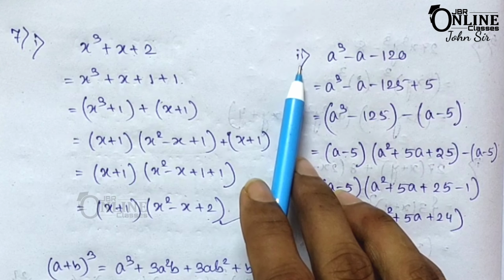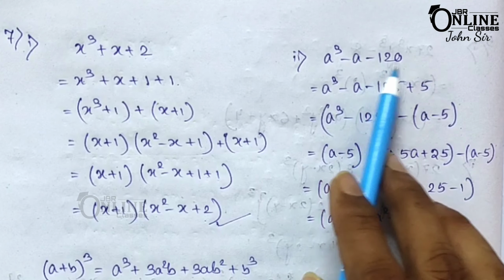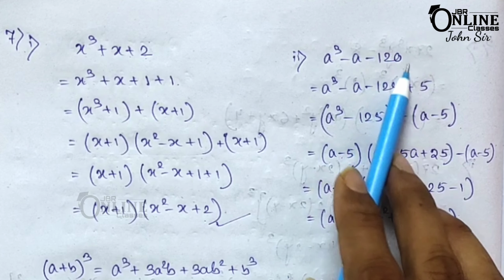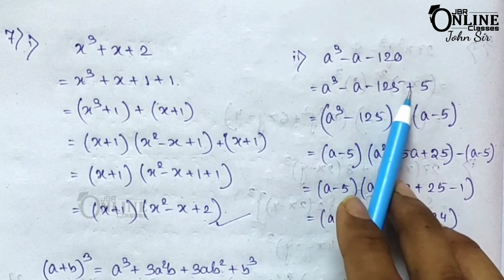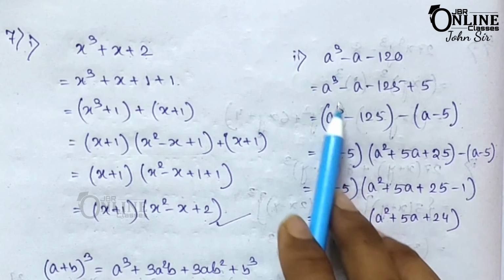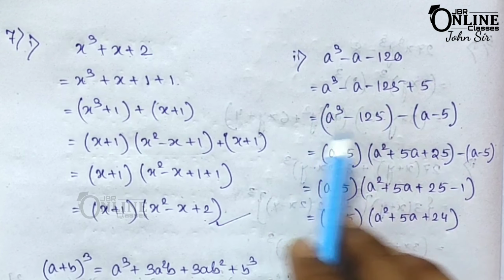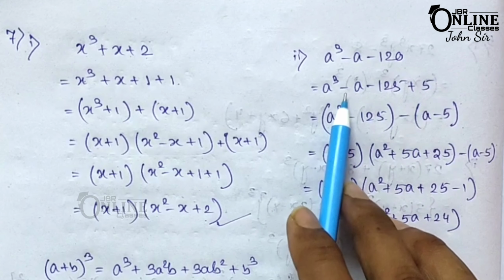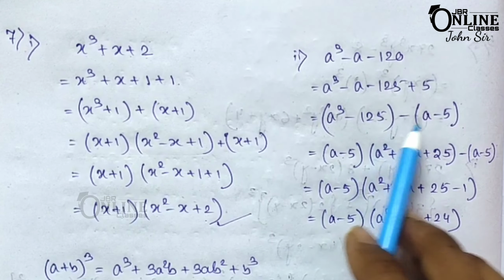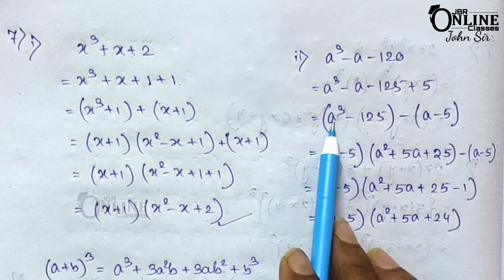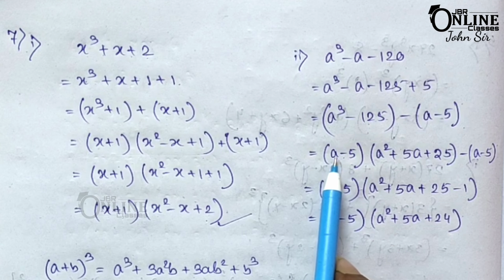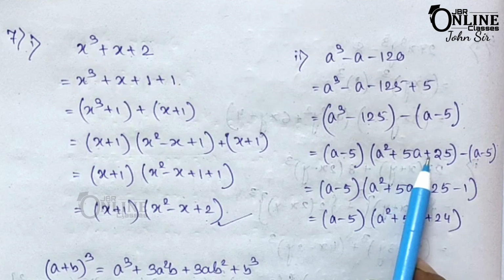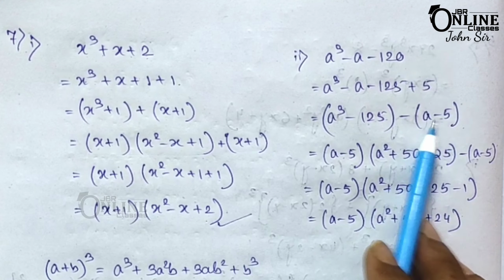Now next one, sum number 7.2, a cube minus a minus 120. Instead of minus 120 you can write minus 125 plus 5. Minus 125 plus 5 also becomes minus 120. So here a cube and minus 125 make a pair, and minus a plus 5. If you take minus common, then it will be a minus 5. Now here a cube minus 125 becomes a cube minus 5 cube. So here you can apply the formula a cube minus b cube. The formula will be a minus b, then a square plus ab plus b square, and the remaining portion minus a minus 5 will be there.